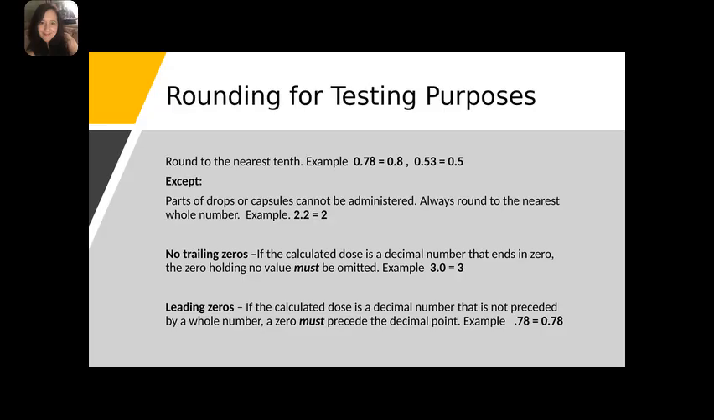Leading zeros, remember also that that's important if you have a decimal number. So you always need a preceding zero, so we can differentiate that from a whole number. That's very important, and you know that this is related to the administration of medications and preventing errors.